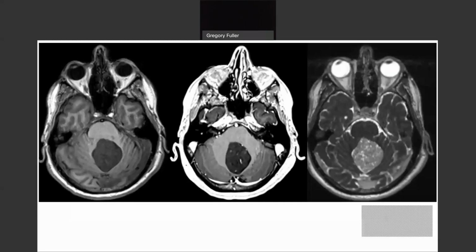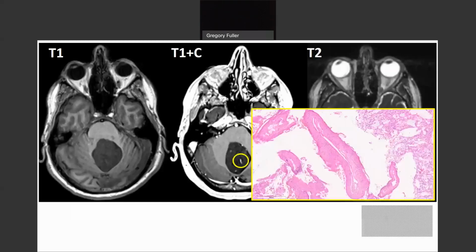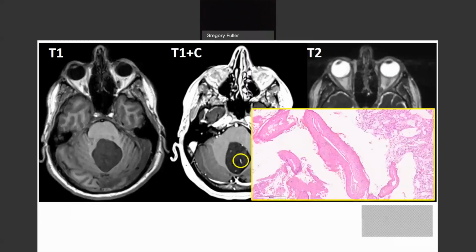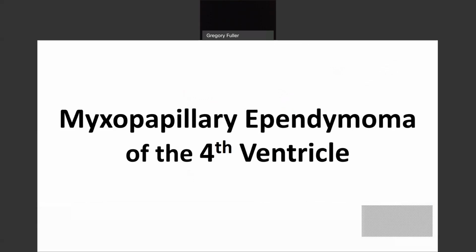All right, because this is a big craniotomy. This is a tumor that's filling the 4th ventricle. It's T1 contrast, T2. All right, notice I kind of like this. If you look at the middle panel, see that vessel in the center? There's several dots, one longitudinal vessel. We absolutely had that on the histology. We can explain it. All right, this is myxopapillary ependymoma of the 4th ventricle.